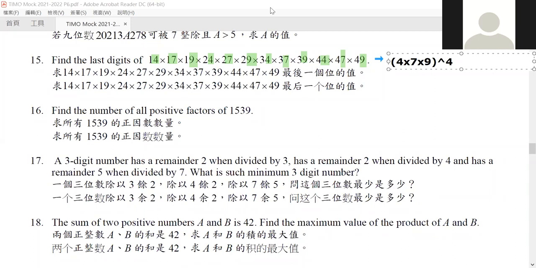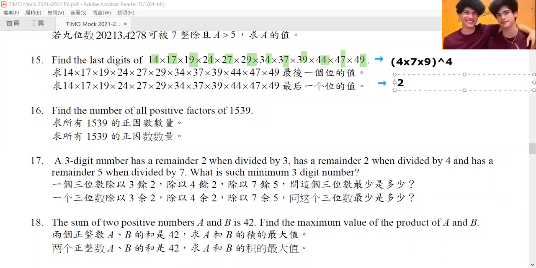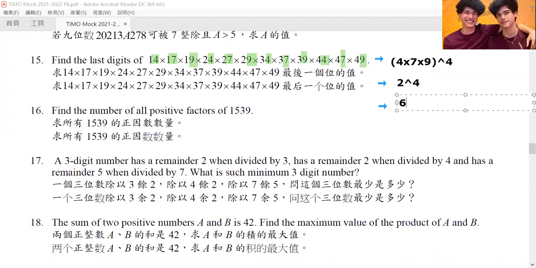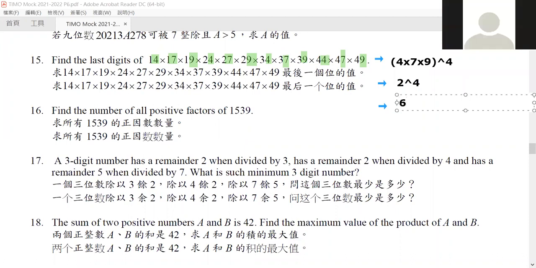But what is 4 times 7 times 9? 9 times 7 is 63, multiplied by 4, so it gets a last digit of 2. So it is equivalent to 2 to the power of 2 multiplied by itself 4 times. So it has the last digit of 6. Yes, 6. So our answer is equal to 6.